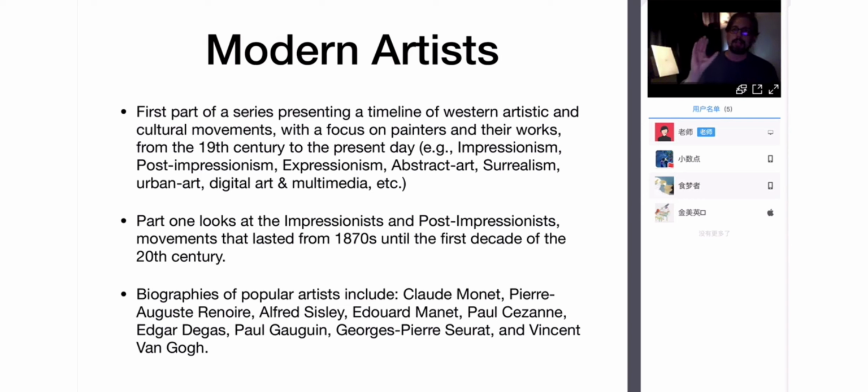So here's what you can expect in this lesson. It's the first part of a series presenting a timeline of Western artistic and cultural movements with a focus on painters and their works from the end of the 19th century up until the present day. Those movements are Impressionism, Post-Impressionism, Expressionism, Abstract Art, Surrealism, Urban Art, and Digital Multimedia. In tonight's lesson, we're just going to be focusing on the Impressionists.